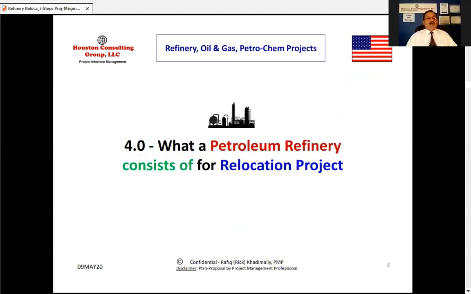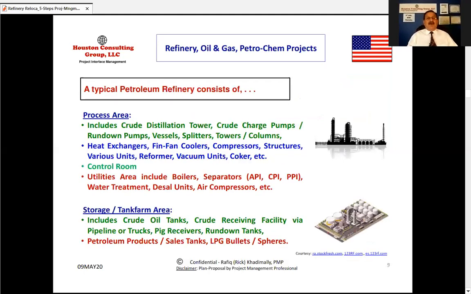Okay, what does a petroleum refinery consist of for a relocation project? First of all, in a refinery, you have a process area. It includes the crude distillation tower, crude charge pumps, rundown pumps, vessels, splitters, towers, columns, heat exchangers, fin fan coolers, compressors, structures, various units, reformer, vacuum units, coker, etc. Okay? And then the control room, where the operators are managing the running of the plant.